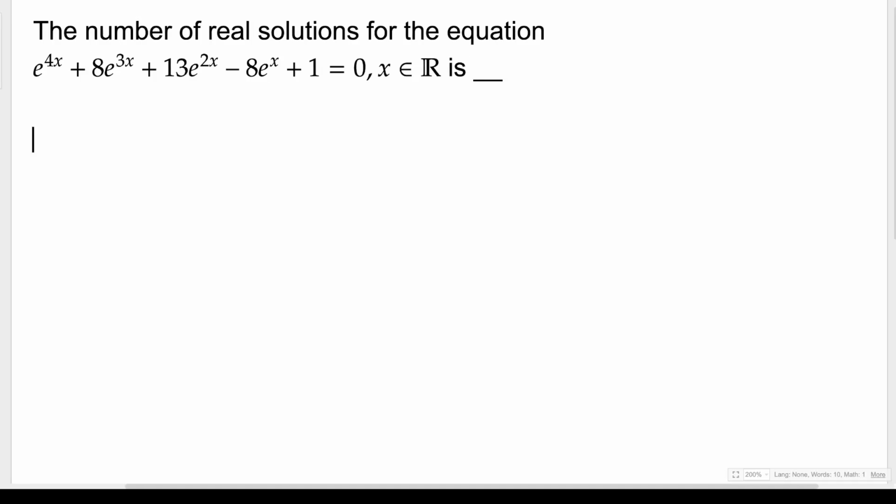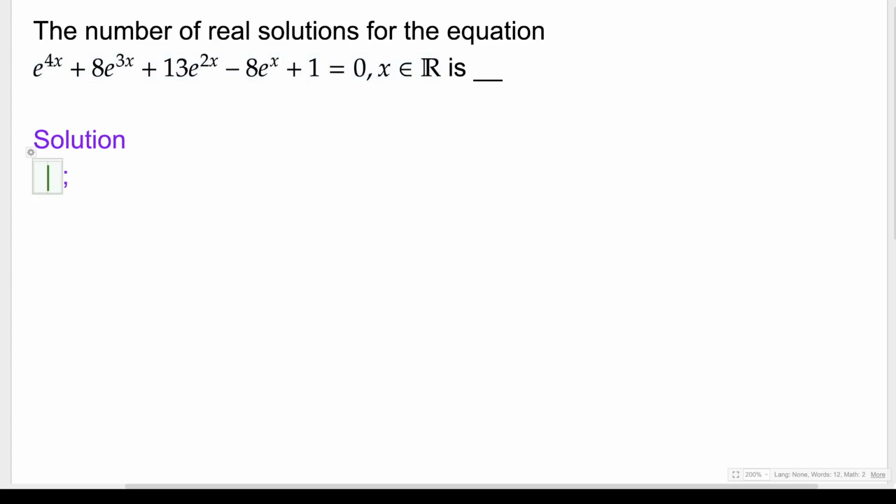Consider this problem statement. We need to compute the number of real solutions for the given equation. The equation is e to the power 4x plus 8 times e to the power 3x plus 13 times e to the power 2x minus 8 times e to the power x plus 1, equal to 0. So now let us proceed towards the solution part.